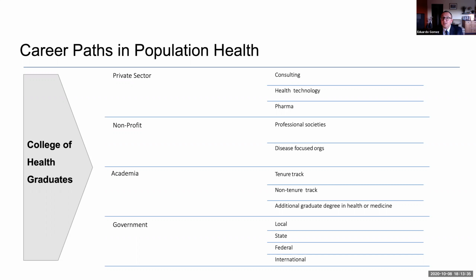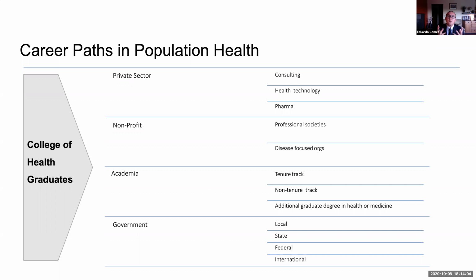You can also go into academia. Go into a tenure track position like I am in a university. You can become a professor of population health. You can also go into a non-tenure track position focusing on research or teaching, but you can also go into pursuing advanced graduate degrees in health or medicine or related field in population health, or a PhD in population health. So there's a lot of different things that you can do in academia with our degree.